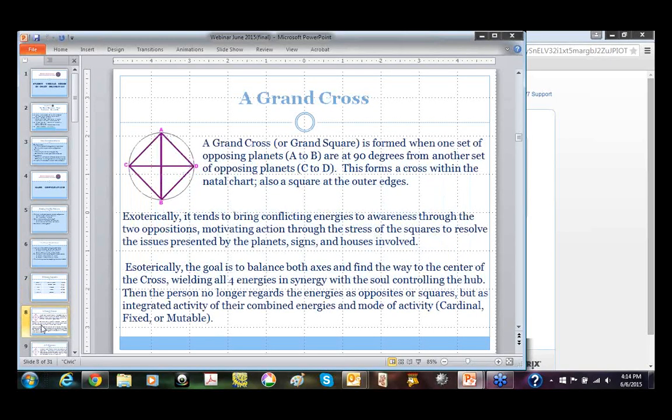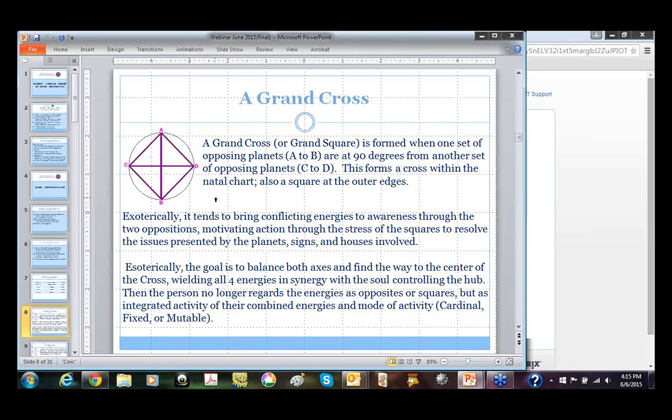Now, let's look at the 3 configurations. The Grand Cross, or you can call it a Grand Square. You can see we get the cross from this. A to B are opposites. C to D are opposites. And they form this 90-degree angle in the chart, okay, that is the square.